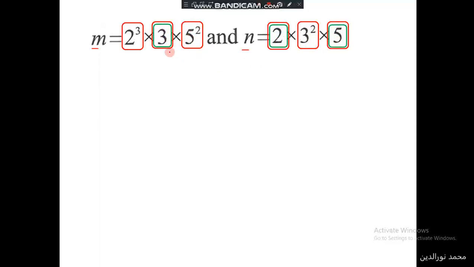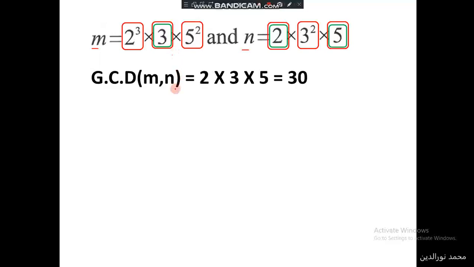So these factors that are circled in green and red are the ones that help me calculate the GCD. So GCD equals 2 times 3 times 5. 2 times 5 is 10, times 3 is 30. This is the method to calculate the GCD.